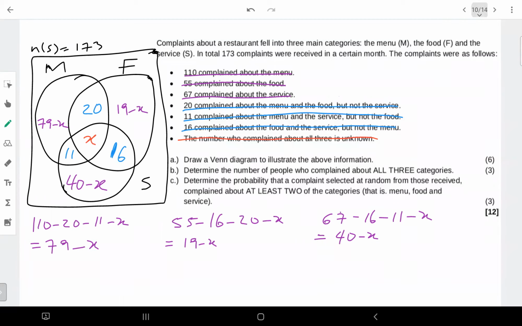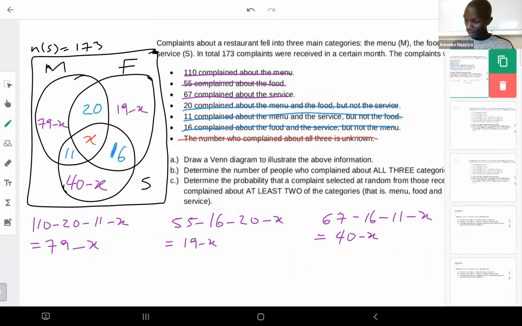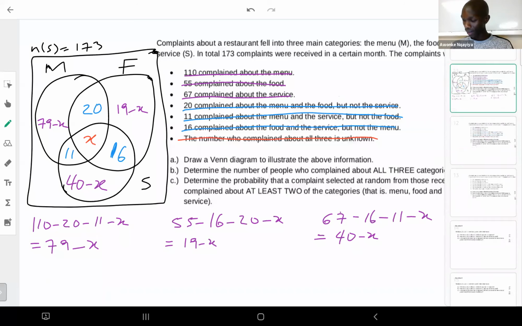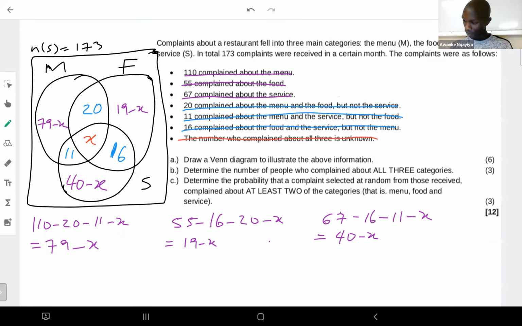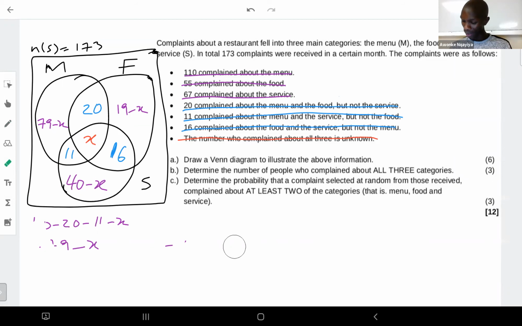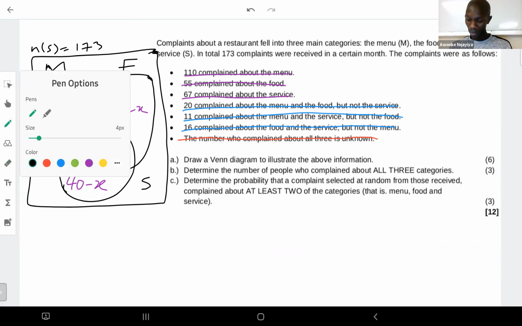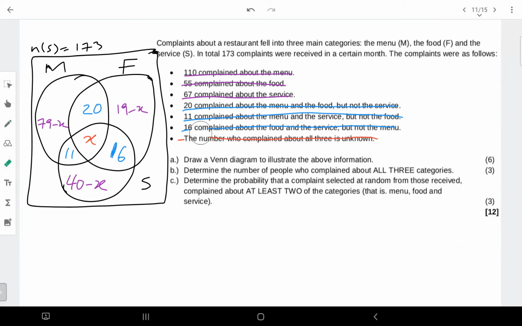So let us move to answering the second question, not the first. Determine the number of people who complained about all three categories. What do you think they want? They want x, the number of people that complained about all three categories. So how do we think we should calculate x here? It's a very interesting scenario.